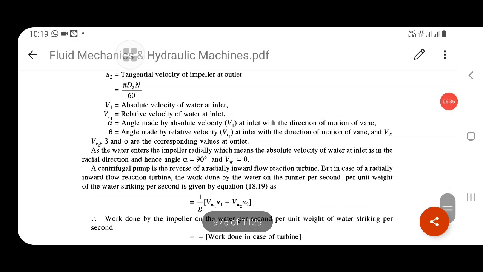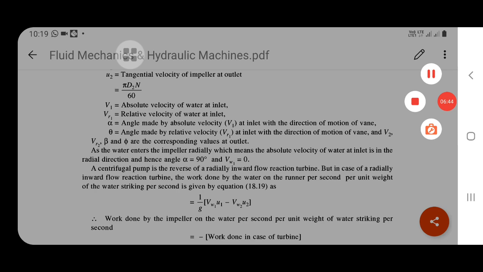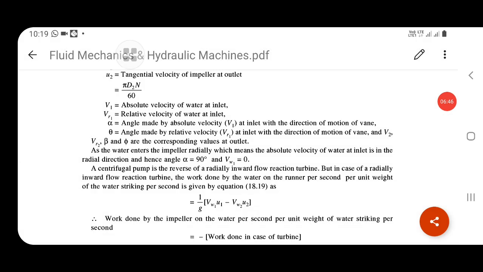So whenever water enters, the absolute velocity at the inlet is radial, so alpha is 0 and Vw1 is 0. That means the centrifugal pump is a reverse of a radially inward flow reaction turbine. In the case of a radially inward flow reaction turbine, the work done by the impeller per second is given by 1 upon g, Vw1 U1 minus Vw2 U2.